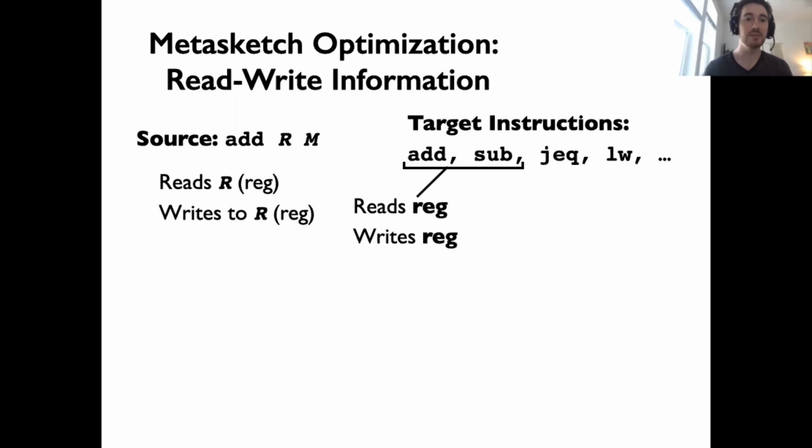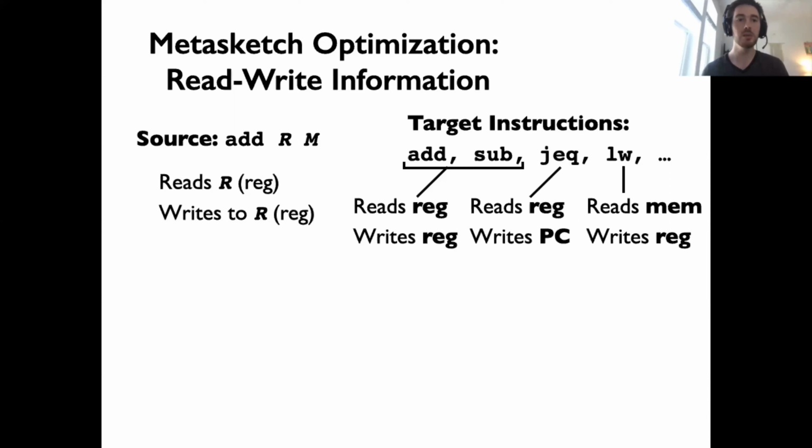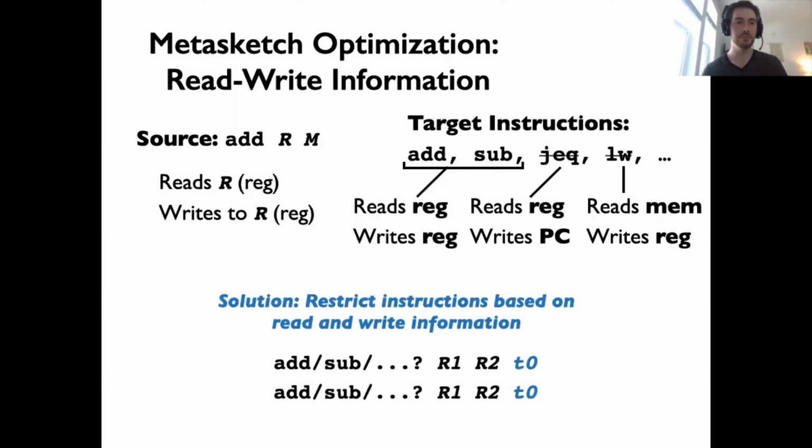Similarly, the add and subtract RISC-V instructions both read and write register values. The jump instruction JEQ reads register values, but it also reads and writes the program counter. The load instruction reads memory, then writes to registers. With this information, JITsynth will try a sketch that rules out both the jump and load instructions, since their read and write information differ from eBPF add.